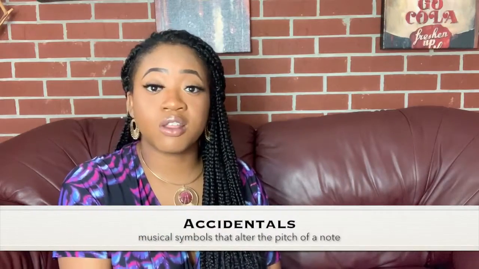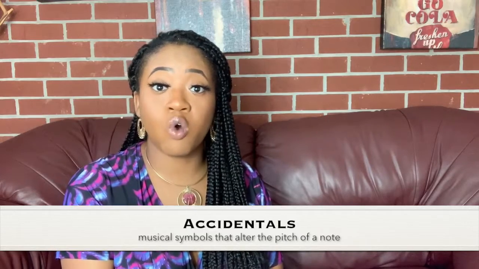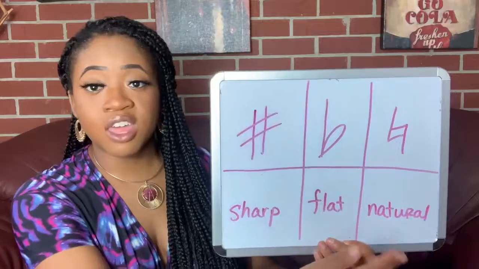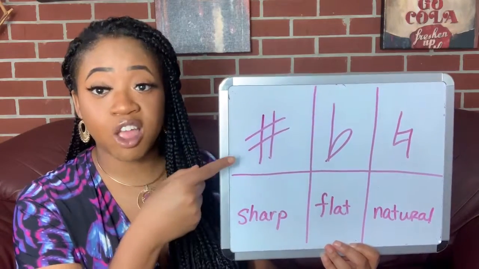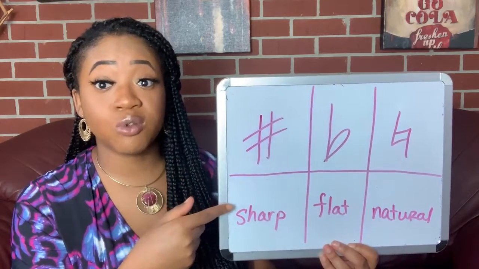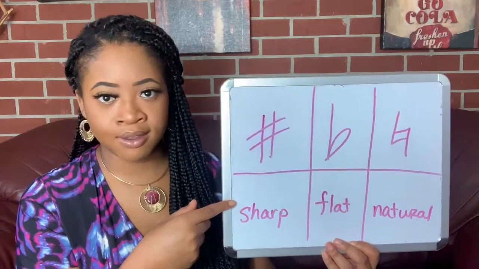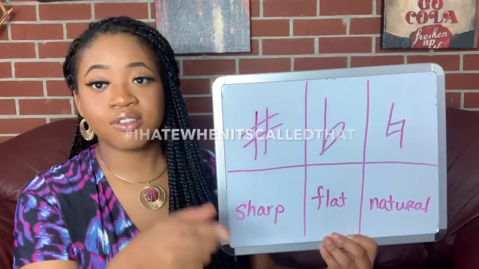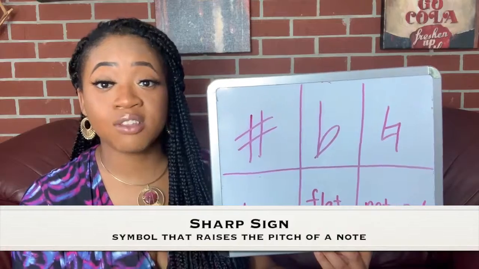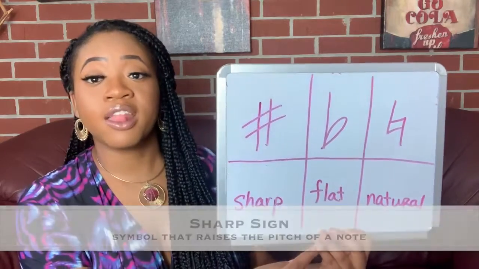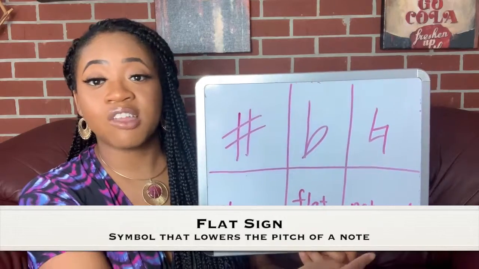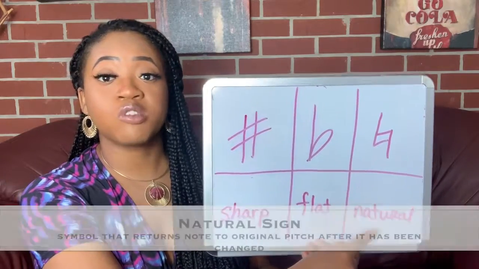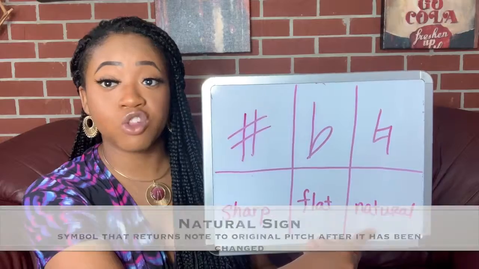Now, accidentals are different symbols that are used to raise or lower the pitch of a note. Now, these three are the main accidentals that you will find in any type of music. Our first one is our sharp sign, okay? It is referred to as the sharp sign, not a hashtag. Our sharp sign raises the tone of a note. Next one is our flat sign, and that lowers the tone of the note. And lastly, we have our natural sign, which will return a note to its original pitch.